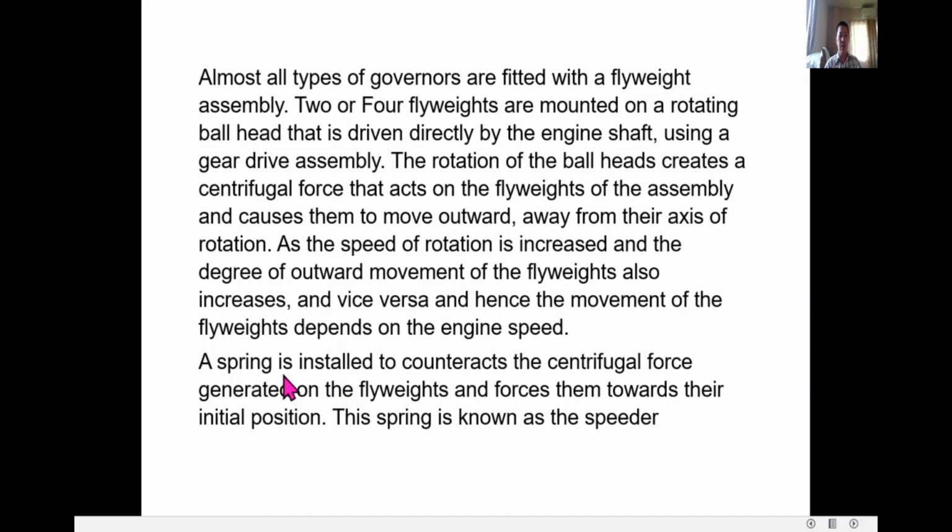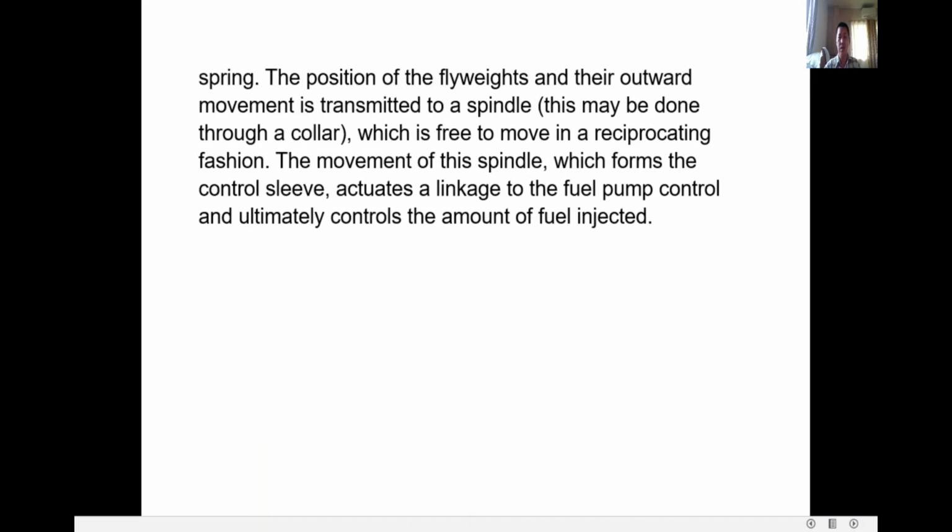So a spring is installed to counteract the centrifugal force generated on the flyweights and forces them towards their initial position. This spring is known as the speeder spring.